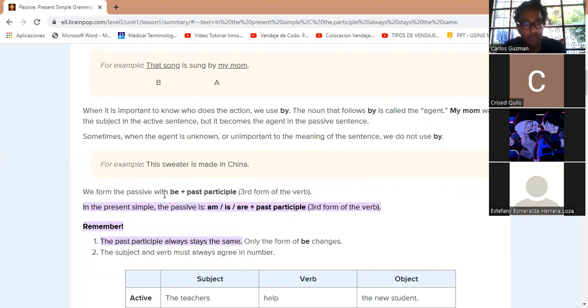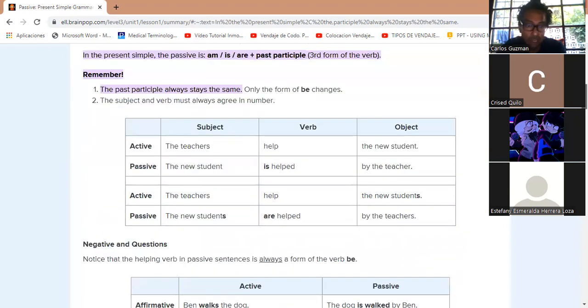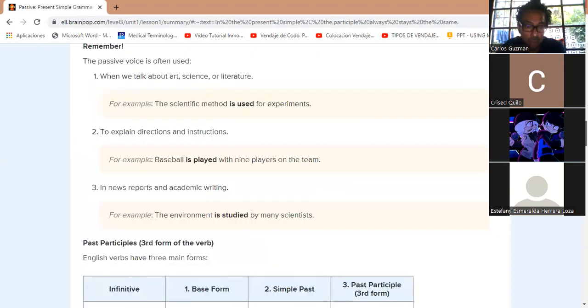All right, so this is how we form it. Passive voice with the verb to be, right? In this sense, it's going to be am, is, are, any of those, plus the past participle of the verb, right? So this is what I'm going to share with you guys. I'll share the link so you guys can have a look. We're going to see this right now, but just want to show you.